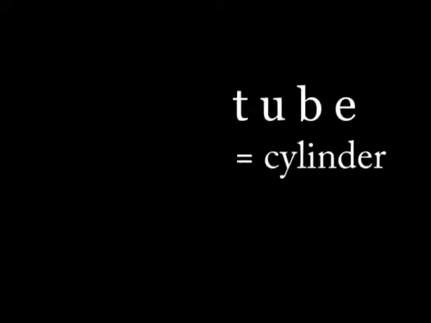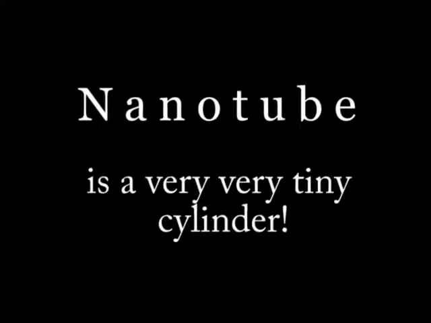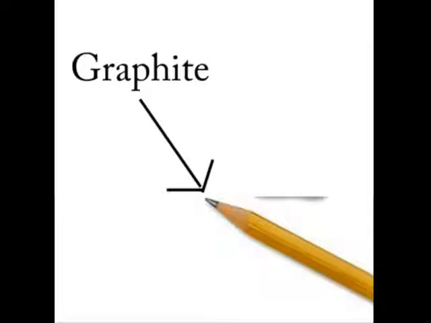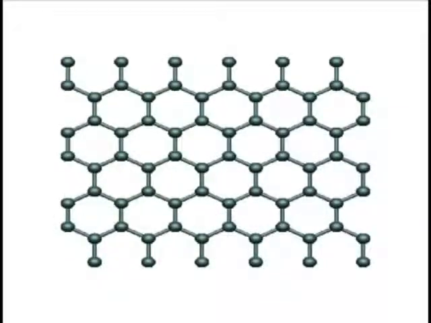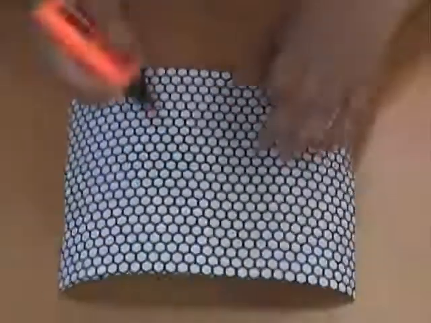Tube is a cylinder. Everyone knows what a tube is. So a carbon nanotube is a very, very tiny cylinder, a tube-shaped molecule made of carbon. If you look at the black mineral in the core of a pencil, it's graphite. Graphite is made up of layers of carbon atoms. If you take one of these layers, we can roll it up to obtain the structure of a carbon nanotube.